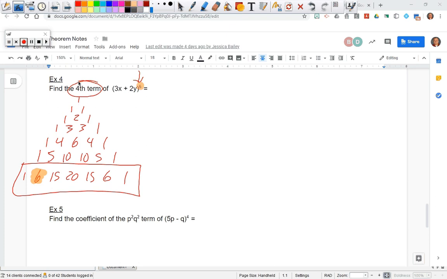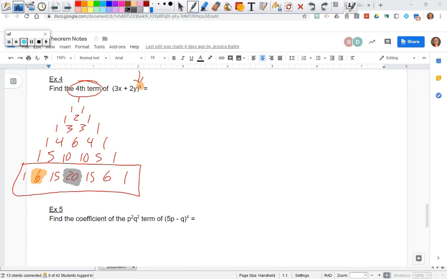All it wants is the 4th term. That means there's a systematic way to do this. Trust me, you don't have time to do the whole thing. The 4th term is that one right there. But that 20 is not the answer.